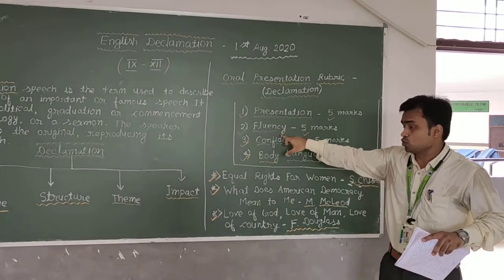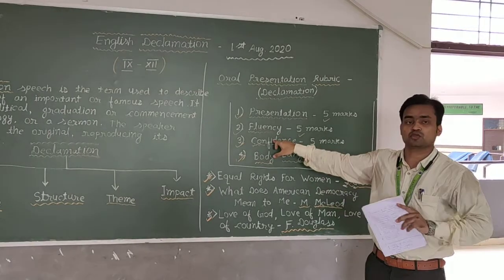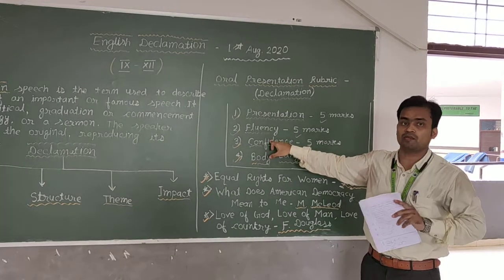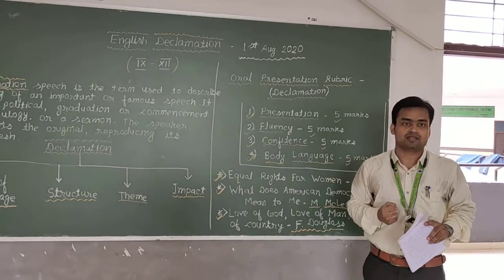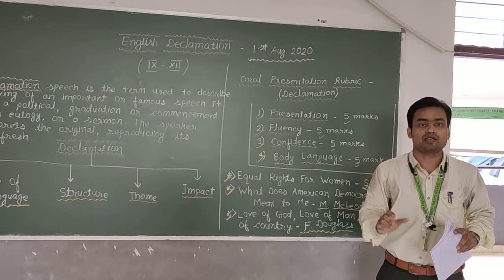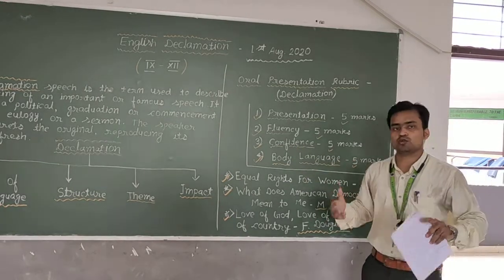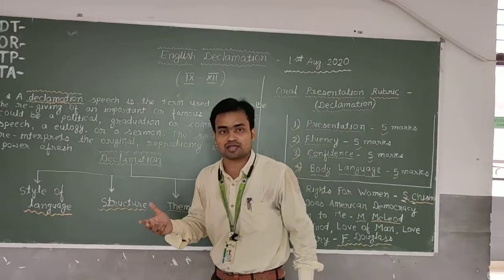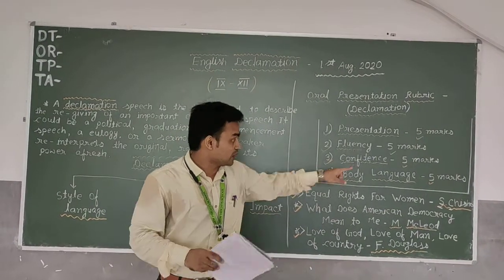The next is your fluency. My dear, it is an English declamation speech, so remember your fluency will matter a lot. So you need to pay attention to that. Next is your confidence. The power that you will throw while speaking is very important. So that will come under confidence. And the fourth is your body language, because you know psychologists say what you speak matters a lot, but your body language also matters a lot.